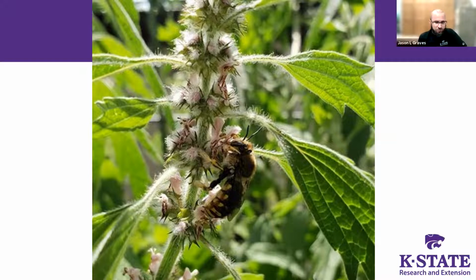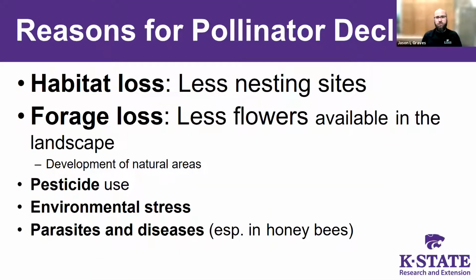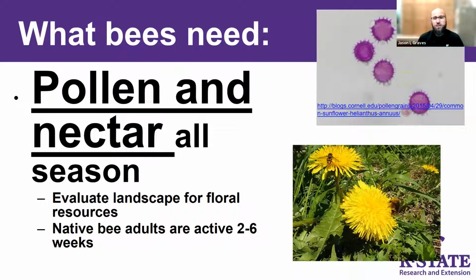Just to go back to what we're highlighting today: habitat loss and forage loss are really the two critical things we want to consider. If you could take away one thing from this presentation, we want to make clear that one of the most important things we can do as gardeners is to create and provide habitat in all its forms for pollinators. So let's jump into what bees need. We need to think about what they need if we're going to create this habitat.